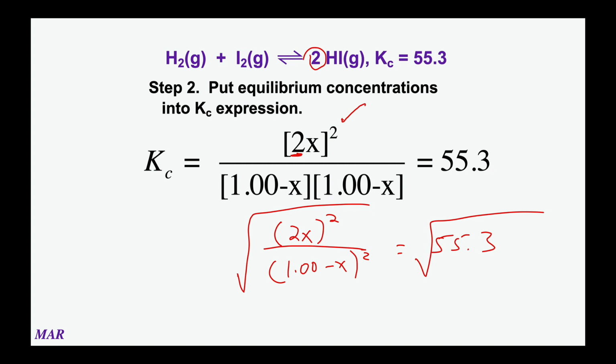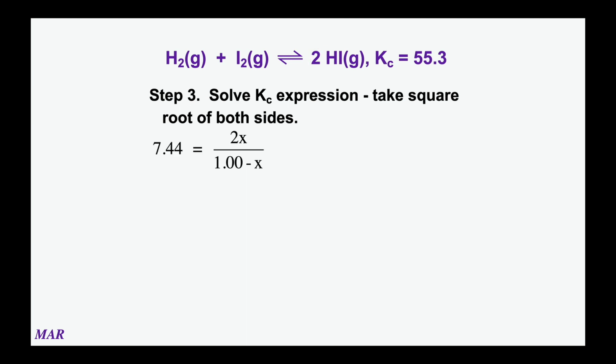But here's the cool part. (2x) quantity squared becomes just 2x, and (1 minus x) quantity squared becomes just 1 minus x when you take the square root. So the square root kind of cancels out the squared parts right there. The square root of 55.3 is 7.44. And the square root of (2x) squared is 2x, and the square root of (1 minus x) quantity squared is just 1 minus x. So this problem now is just good old algebra. We've got to get the x's on one side, and get everything out of the denominator.